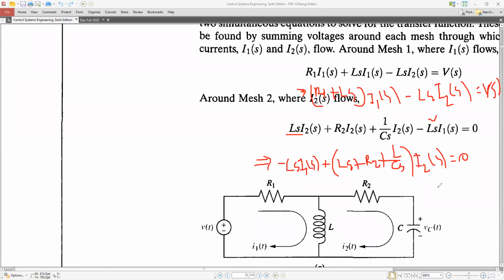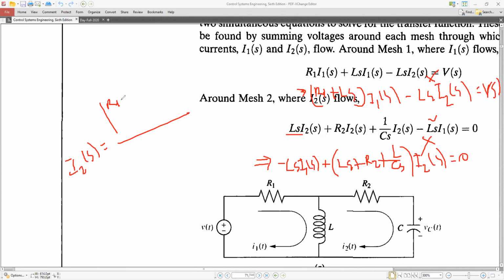That is the way. Yes, sir. Just take the common, nothing else. Whenever you consider the I2s, do not write the coefficient of this I2. In that case, you write the coefficient of I1s.